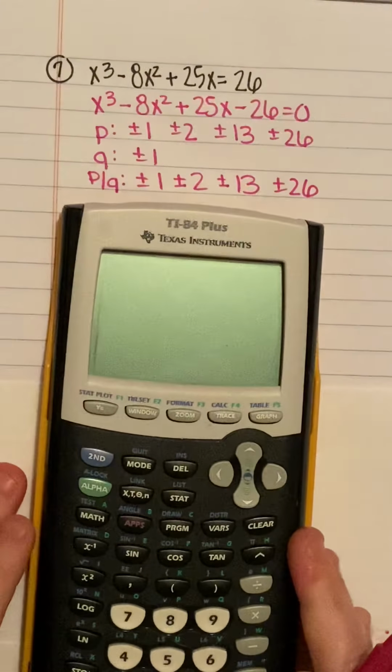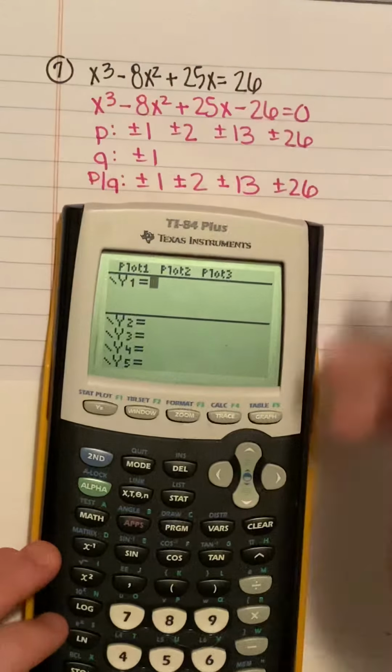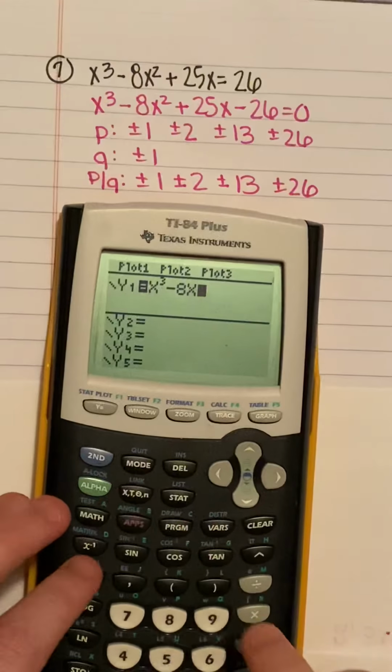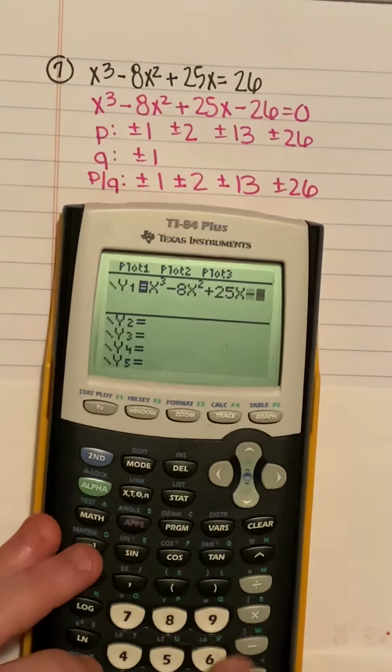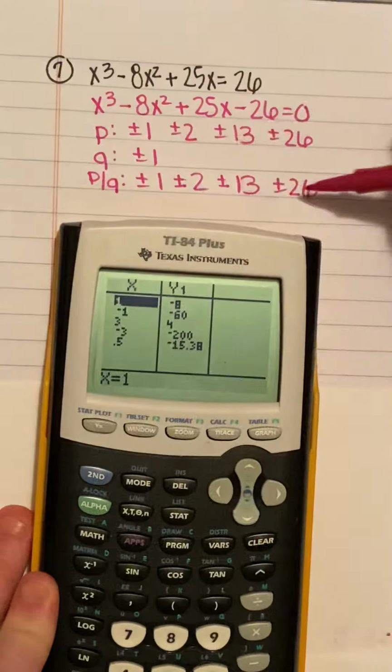All right, so on my calculator, I go to y equals, I type this function into my calculator right here in standard form. So x to the third minus 8x squared plus 25x minus 26. Don't forget that. And then go to my table. And I'm typing in all these 8 right here.